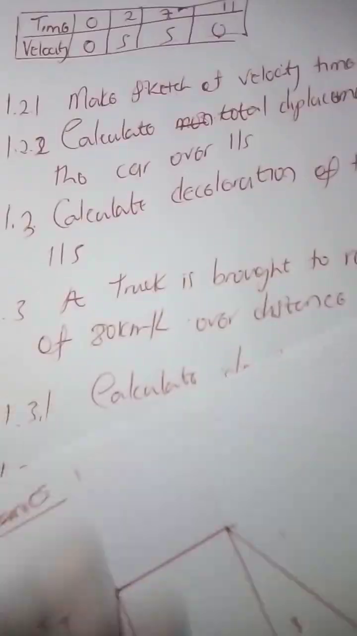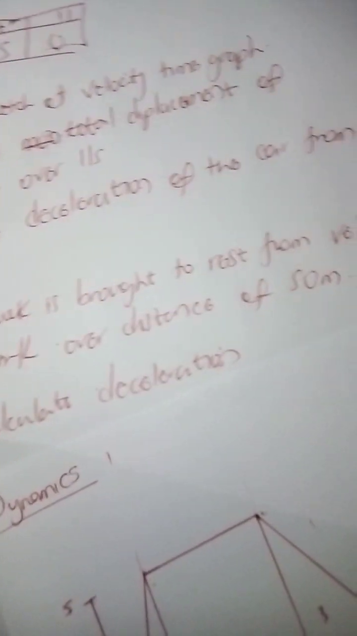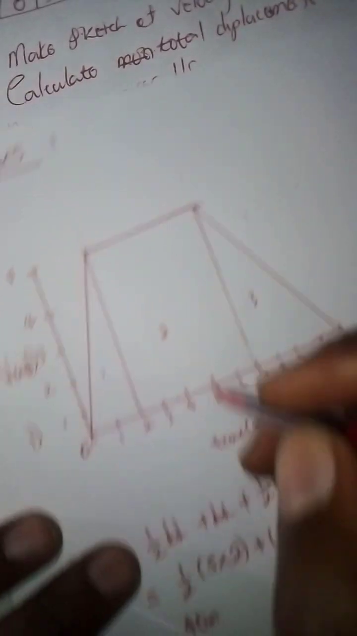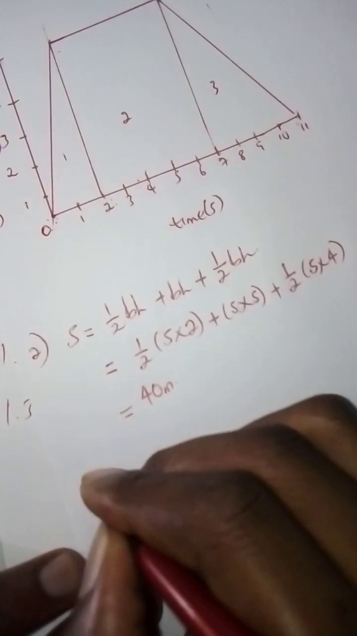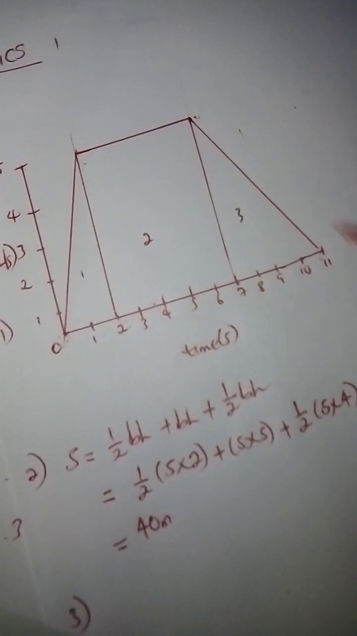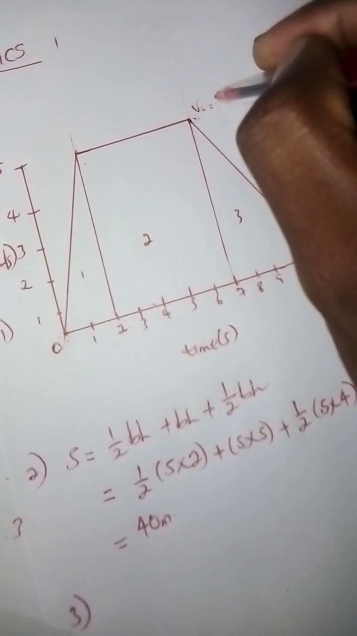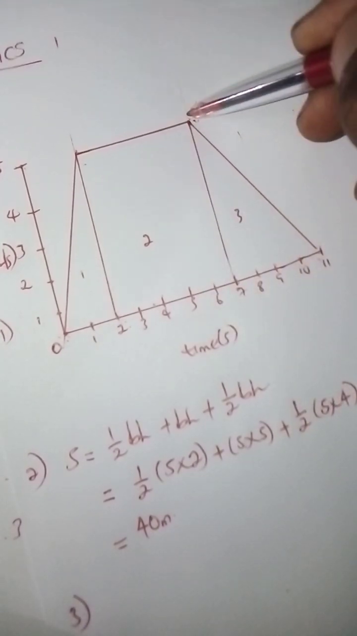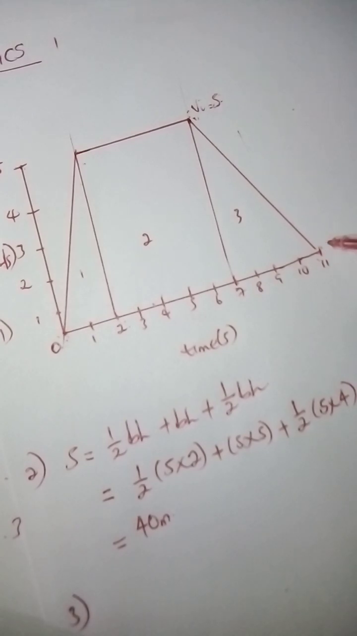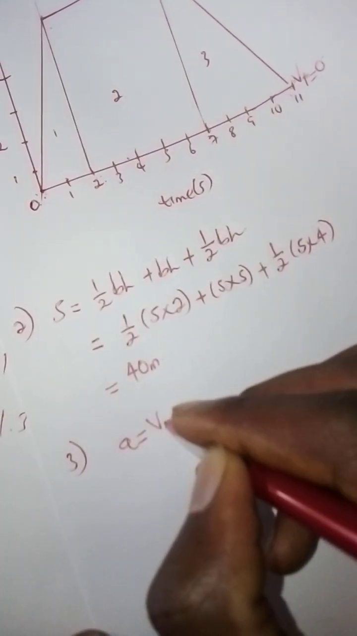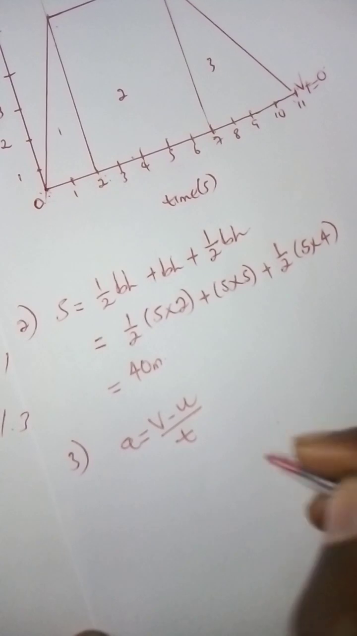So now the next question says to calculate the deceleration of the car from 7 to 11 seconds. So we need to know the initial velocity. Our initial velocity is 5, because it started to decelerate from 5 meters per second straight to 0. So this means that our final velocity is 0. So we have a equals v minus u divided by time.